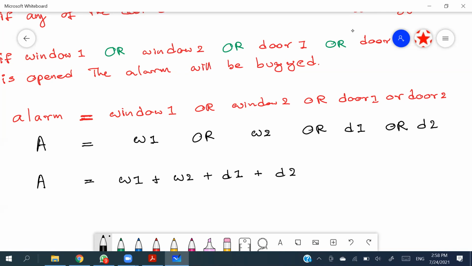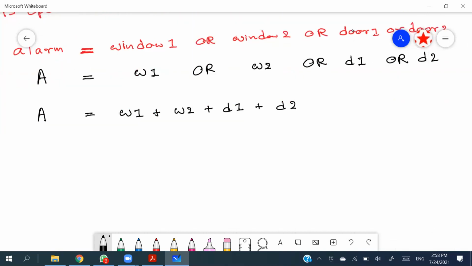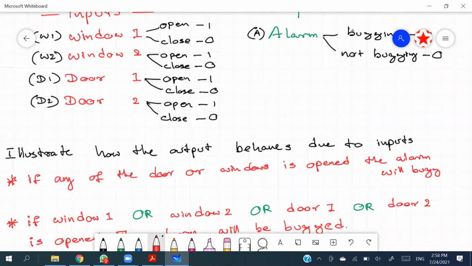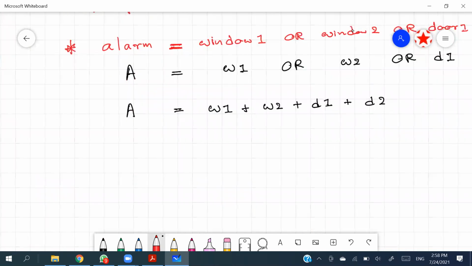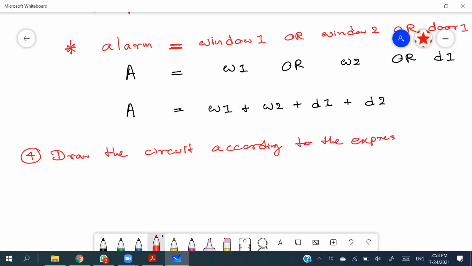So you know how to draw this, right? How are we going to draw this? That is the fourth thing that we need to do. So illustrate how the output behaves due to inputs. So the fourth one, draw the circuit according to the expression derived.